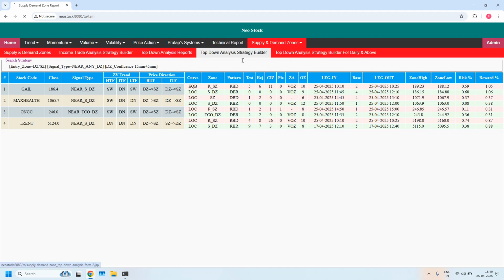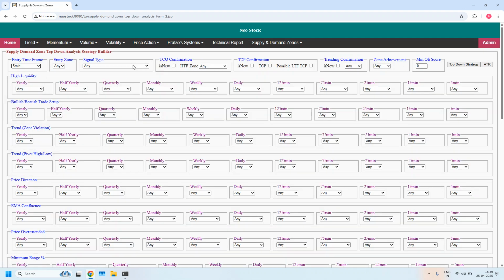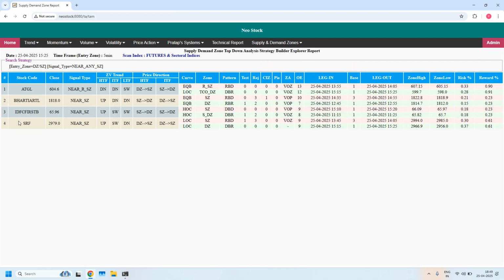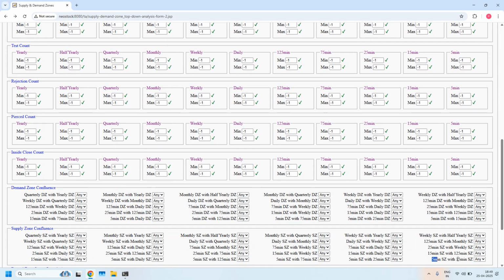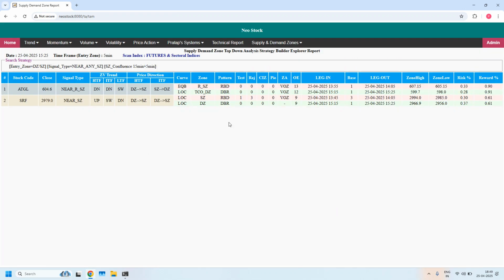Okay, next 5 minutes time frame. Stocks near to the 5 minute supply zone, we got 4 stocks. Let us further filter this list based on 5 minute supply zone having confluence with 15 minute supply zone. I am enabling this filter. 2 stocks are filtered. So these 5 minute supply zones are overlapped with 15 minute supply zones.